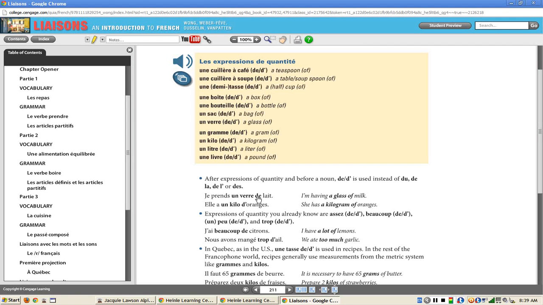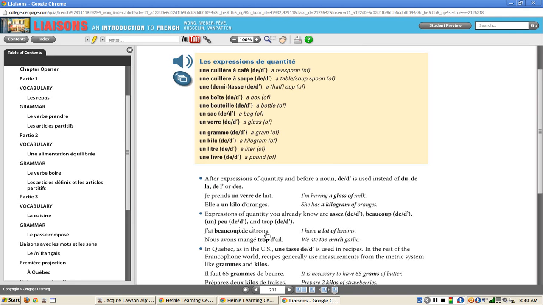The same goes for when you're using expressions of quantity like assez de, enough of, or beaucoup de, a lot of, un peu de, a little of, trop de, too much of. So when you're putting those, like, il y a trop d'oranges dans mon sac. There are too many oranges in my bag. Trop de. They give the example here. J'ai beaucoup de citrons. I have a lot of lemons.